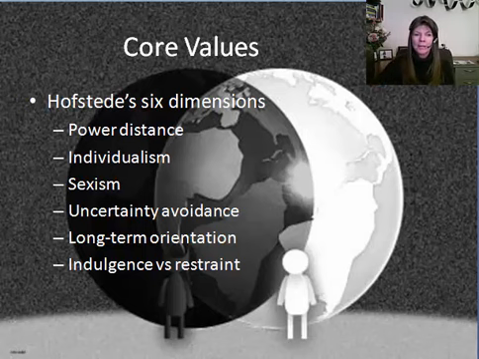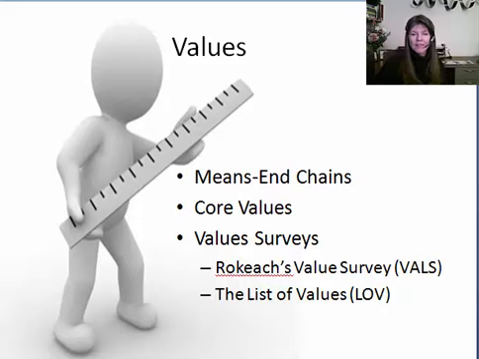So, what does consumer psychology have to do with it? Because values can help us predict consumers' attitudes and behaviors, researchers have begun to develop and use value surveys. And that's what we're going to conclude with in our last segment.